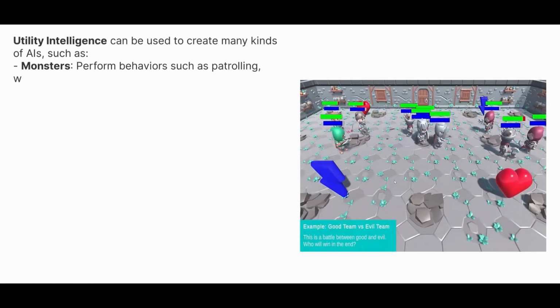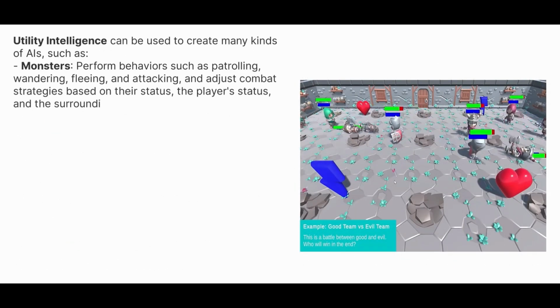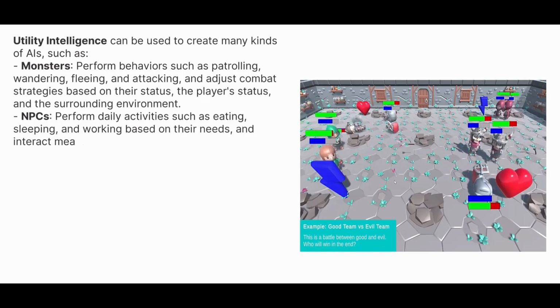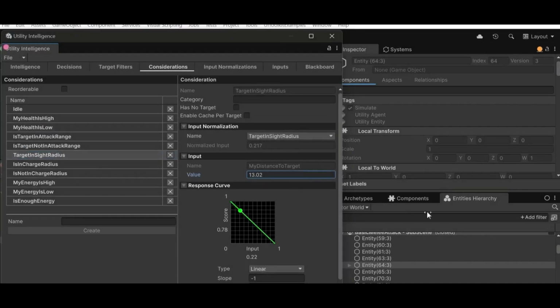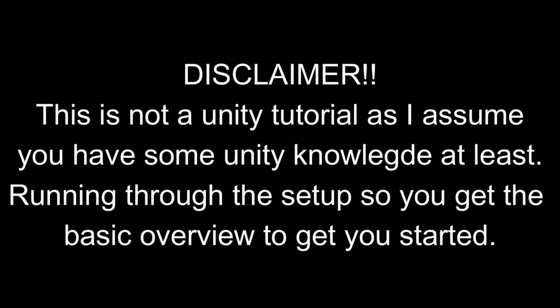But before we dive in, it's important to understand that Utility Intelligence is not an out-of-the-box AI solution. Unlike plug-and-play AI assets, this framework requires some scripting knowledge. However, this also makes it highly flexible, allowing you to create advanced AI behaviors tailored to your game. So, let's get started. Before we start setting up AI behavior, let's go over some key concepts in Utility Intelligence.